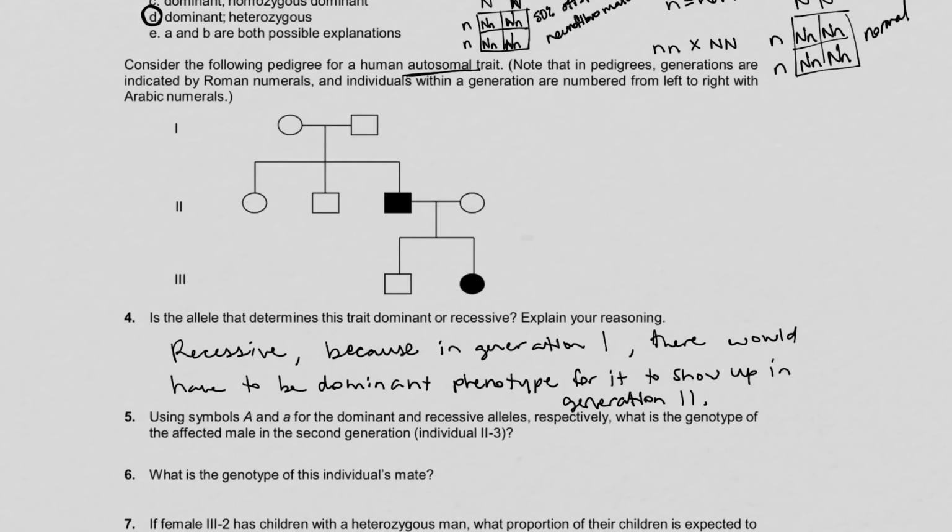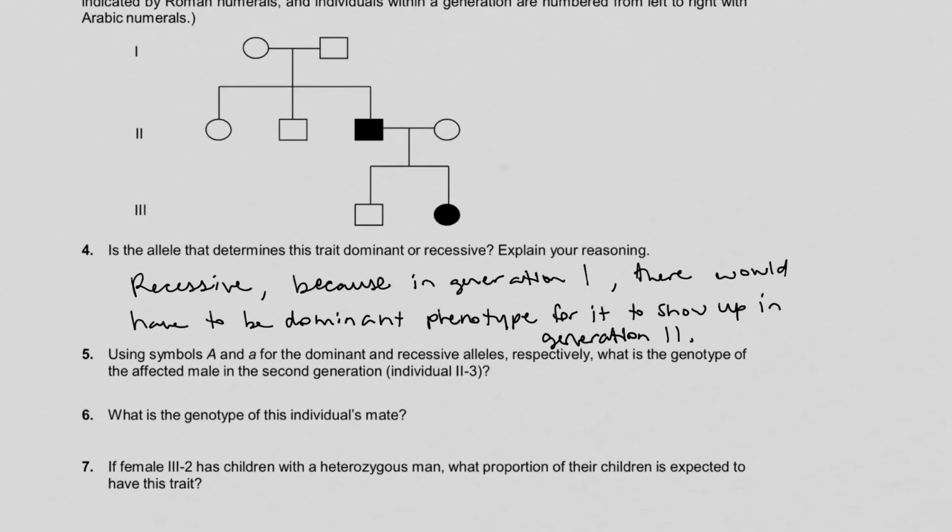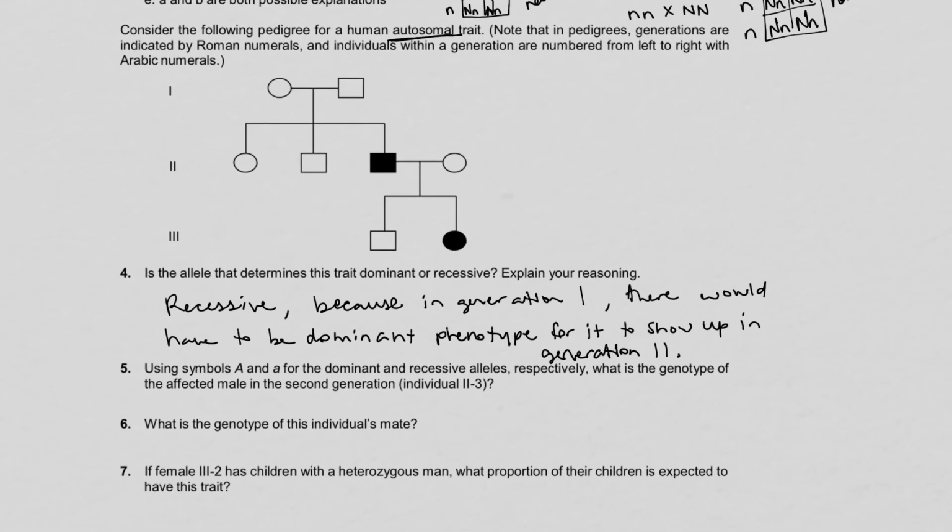All right, using symbols big A and little a for the dominant and recessive alleles respectively, what is the genotype of the affected male in the second generation? So we've determined it's not dominant, so then this affected male would have to have this genotype, which so would the affected female here. And for this male to have a child that's also homozygous recessive, this female has to be heterozygous. Because that's the only way you're going to get this combination.